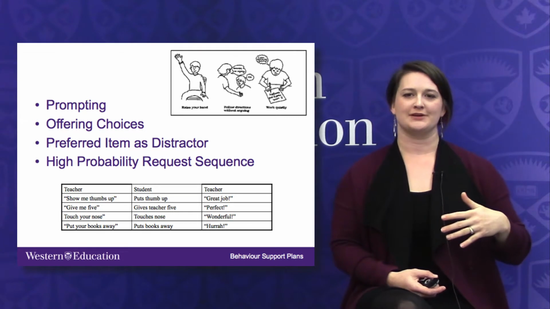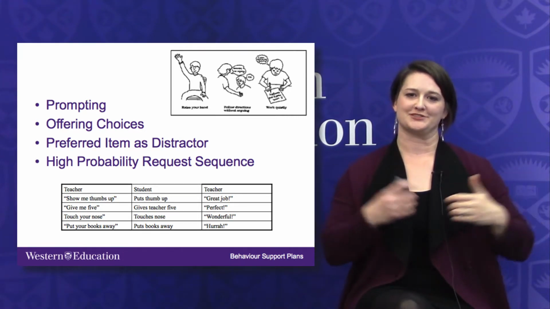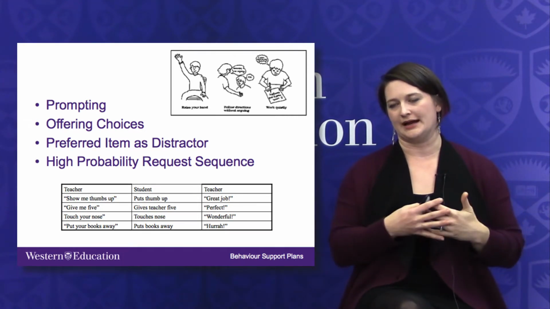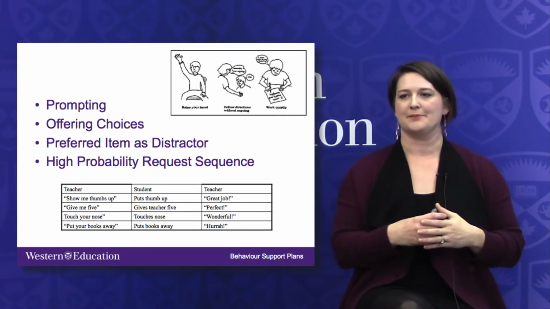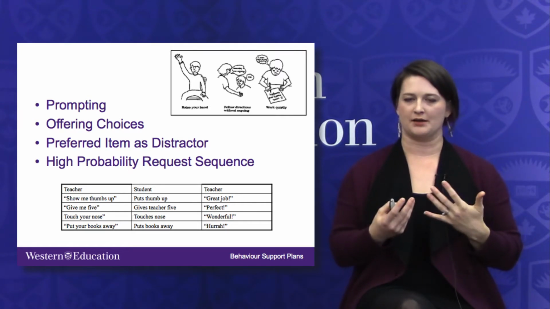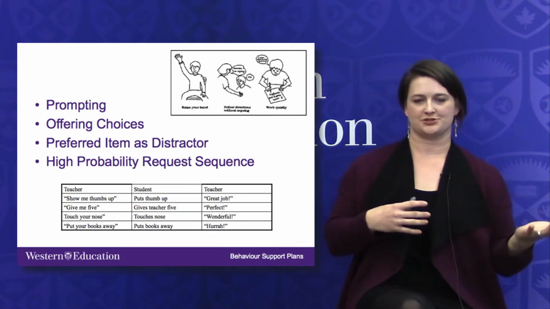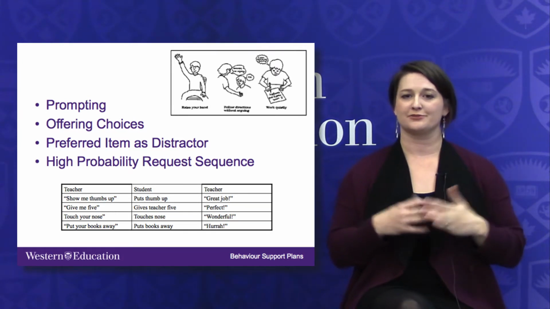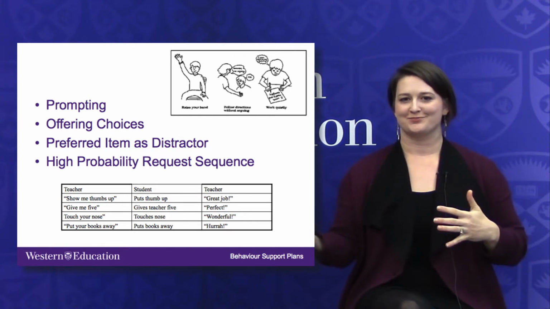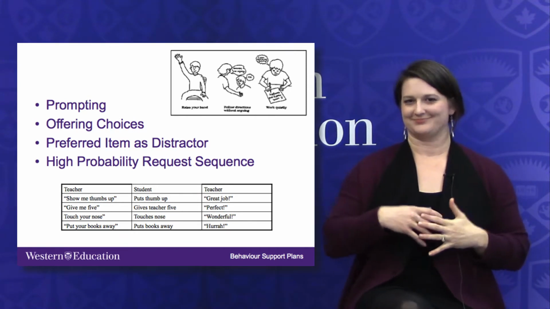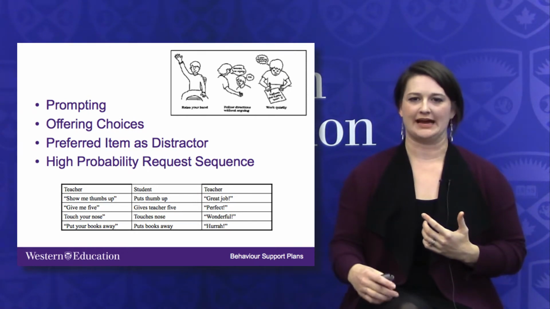So what you do is you sort of set them up for success, set them up for likely responding by presenting a whole bunch of these high probability requests, say 3 or so. So touch your nose, touch your head, give me a high five, great job. Now, can you put your books away? Something that's more challenging for that individual.